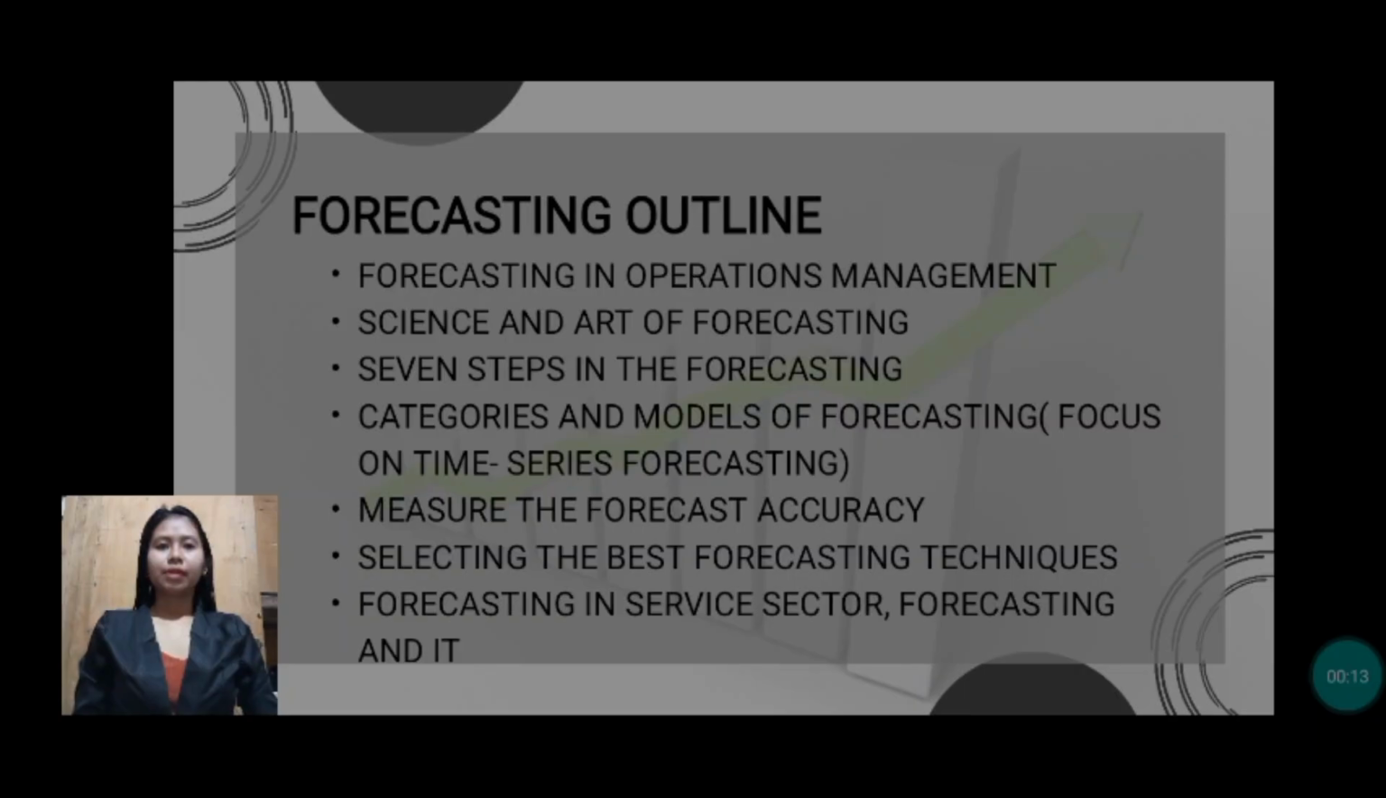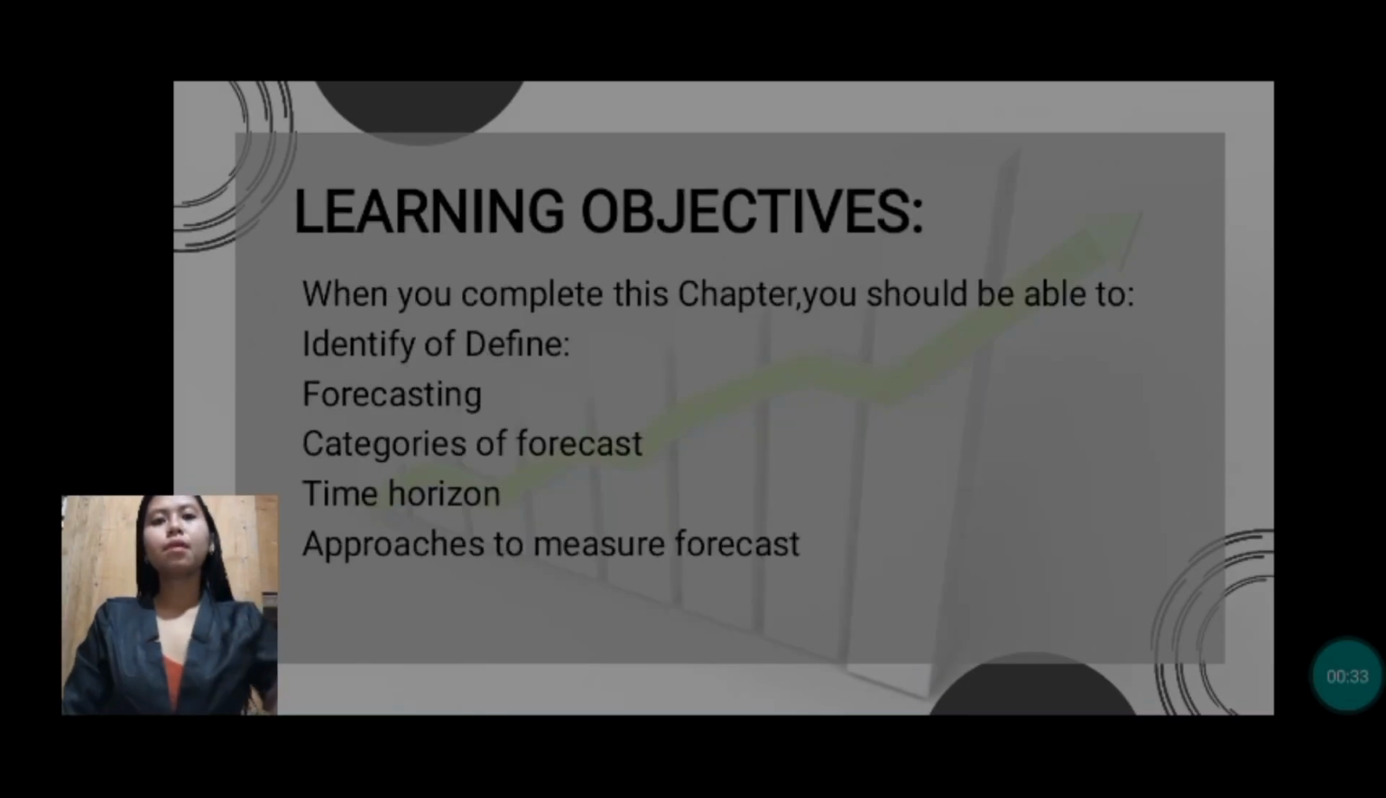And the forecasting outline first is forecasting in operations management, science and art of forecasting, 7 steps in forecasting, categories and models of forecasting, focus on time series forecasting, measure the forecast accuracy, selecting the best forecasting techniques, and forecasting in several sectors, forecasting and IT.